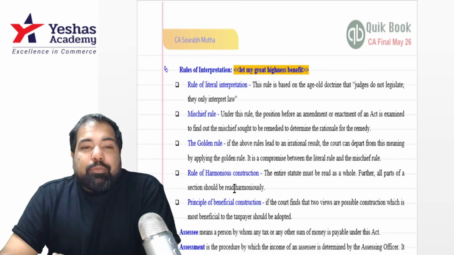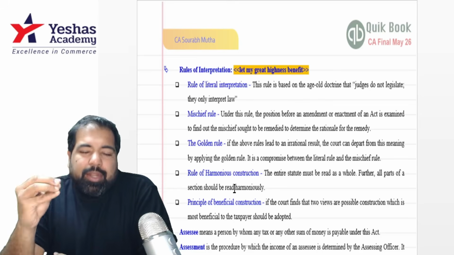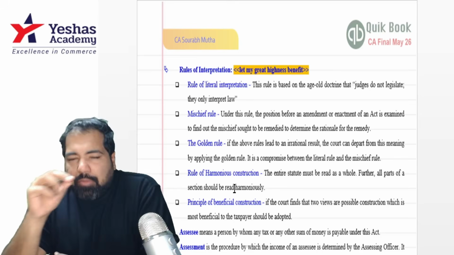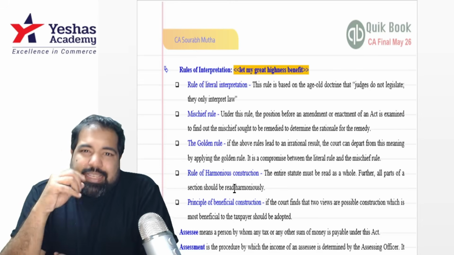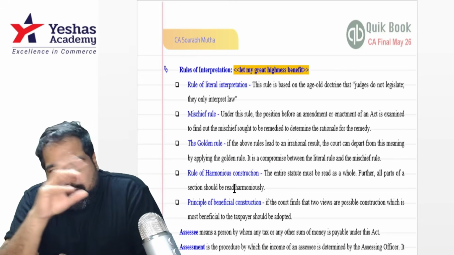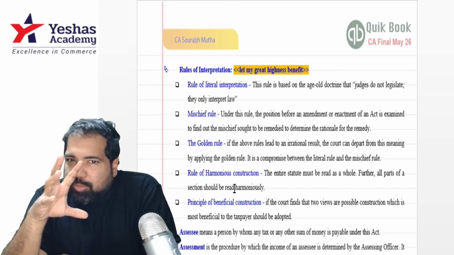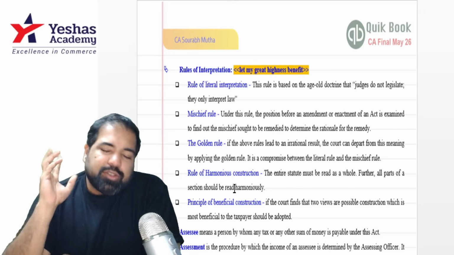H for highness, harmonious construction. That means when you are interpreting or understanding income tax law, it has to be understood in a holistic manner, not an individual manner. Example, when you cook dinner at home, it's not for you, it's for the entire family. In the same way, it has to be understood in a holistic manner. Harmonious construction is the word.